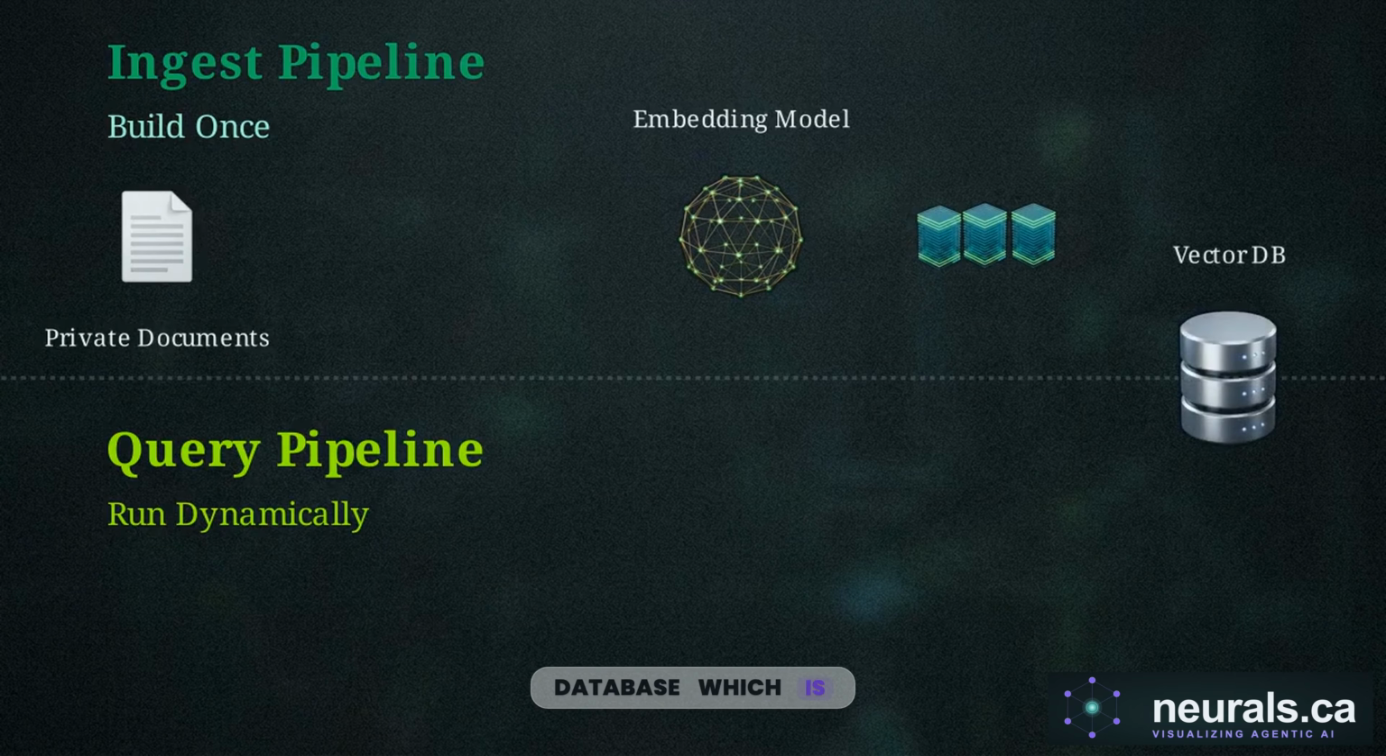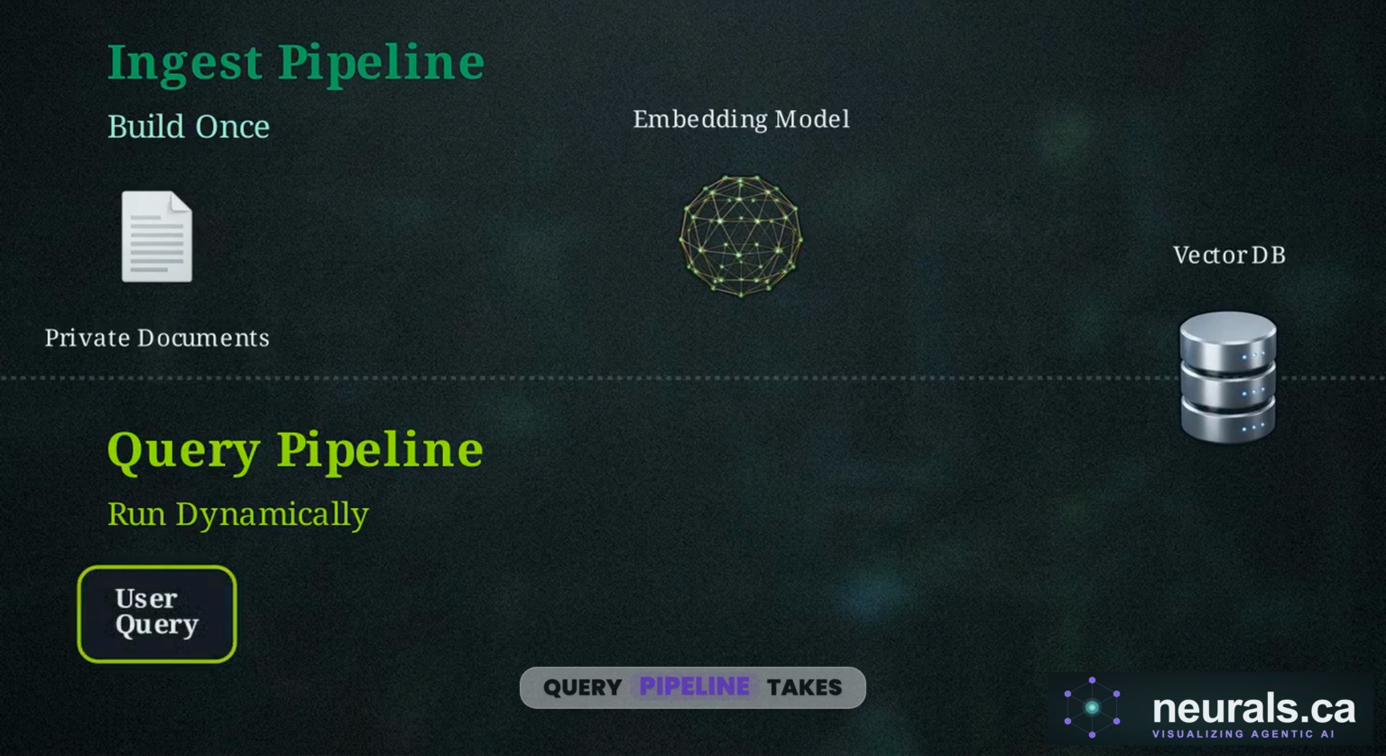When a user eventually submits a prompt, the query pipeline takes over. It translates the user's question into a vector using the exact same embedding model and runs a semantic search against the vector database. By calculating the mathematical distance between vectors, it identifies and extracts the chunks with the closest meaning. Finally, the pipeline takes the user's original question, packages it alongside those closely matched chunks, and hands the entire bundle to the language model to synthesize the final, grounded answer.